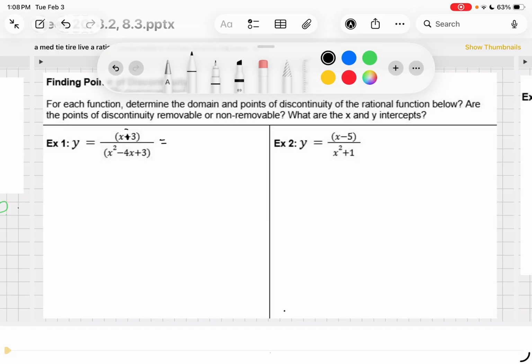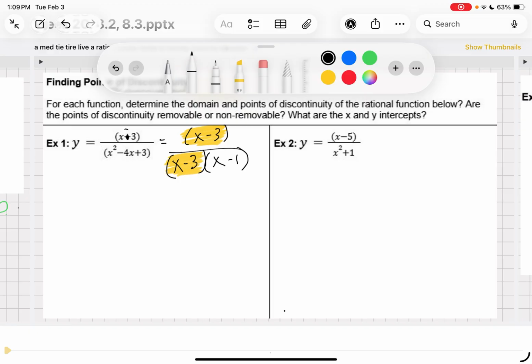So this is negative. So I have x minus 3 over x minus 3, x minus 1. There we go. Okay, so I can see that x minus 3 and x minus 3, those linear factors will cancel, okay?